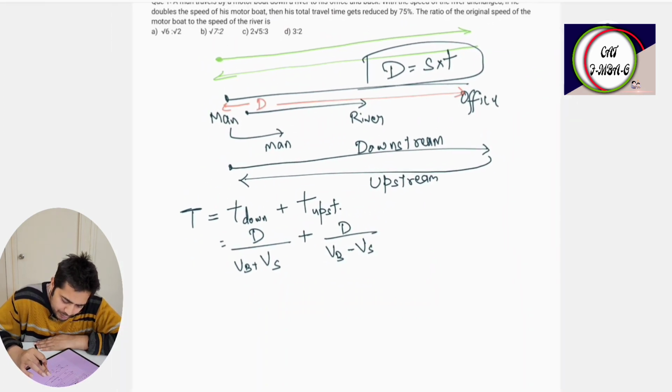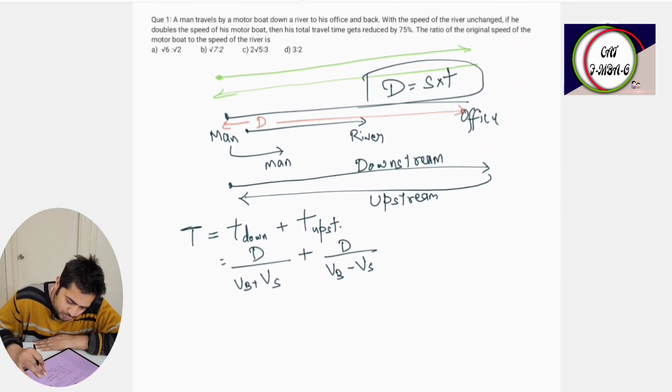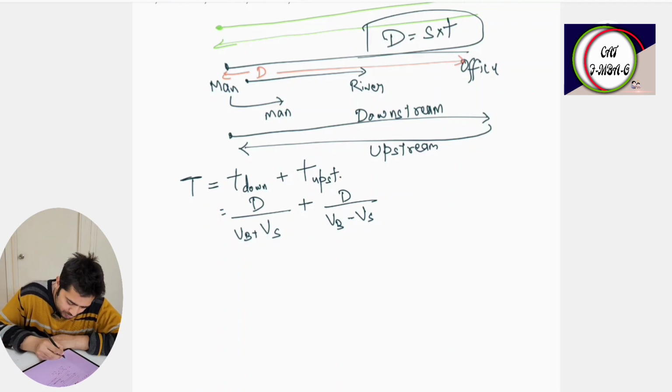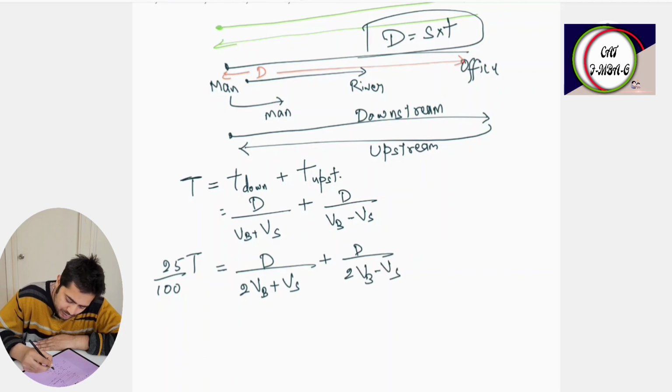Also it is given that if he doubles the speed of his motorboat, total time reduced by 75%. So if something is reduced by 75%, how much is left? It is left only 25%. So 25 by 100 of T is equal to D upon, now VB is replaced by 2VB plus VS, plus D upon 2VB minus VS.